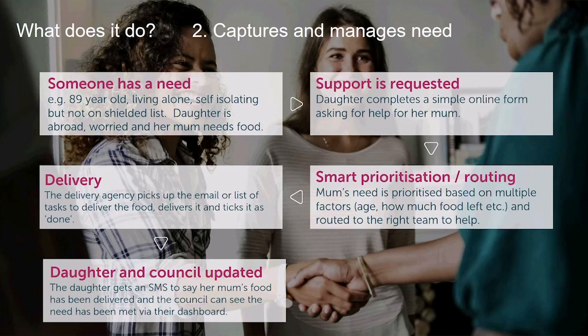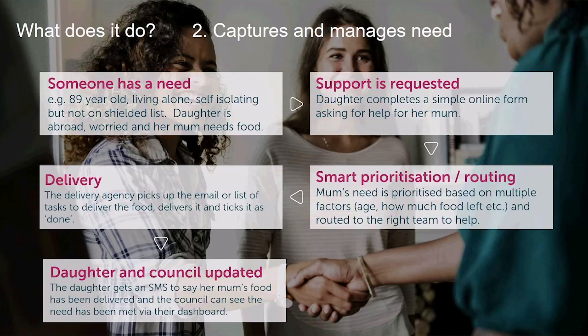Because the mum's got less than 3 days' food in the house, her need is automatically prioritised above lower priority needs based on multiple factors. So her mum's age, how much food is left, etc. And that can be routed to the right team. So as with the previous example, we can support you to set the business rules that you require for your local operation.